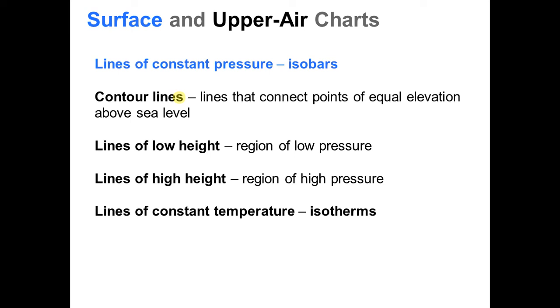But an upper air weather map, which you could use weather balloon observations to help you draw, is actually taken at a fixed pressure level. For example, 500 millibar map shows heights, contour lines, heights at 500 millibars, okay? Lines of low height correspond to regions of low pressure, whereas lines of high height on an upper level weather map or upper air chart show regions of high pressure. And sometimes on these upper air maps, as well as on some surface maps, lines of constant temperature are drawn, which are known as isotherms.